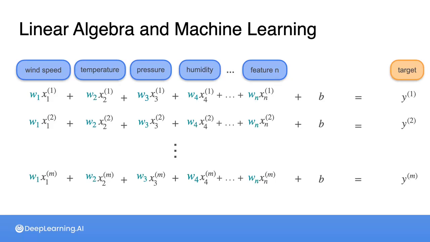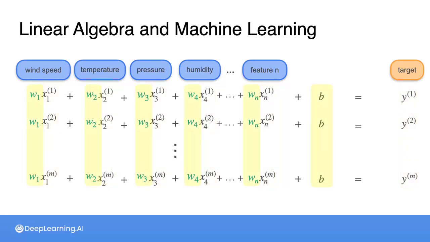An important thing to note about this system is that while the x's and y's are unique in each row, so all of these x superscript 1s are different from these x superscript 2s and so on, and all this y superscript 1 is different from this y superscript 2 on down to y superscript m, the w values and b are all the same across all rows.